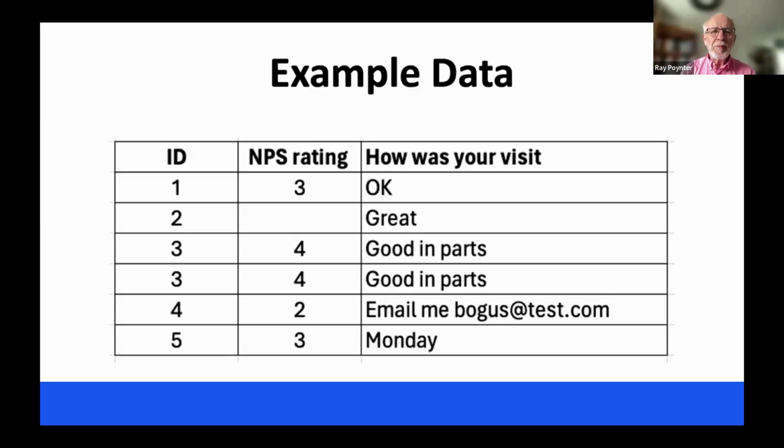So I've got this dummy data. You can see that ID 3 is repeated twice. We can see that we've got some missing data for ID 2. And at the bottom, we have something that looks like a bad piece of data entry. The NPS rating was a 3. How was your visit? Monday? Above that, we've got some personally identifiable data from bogus@test.com.